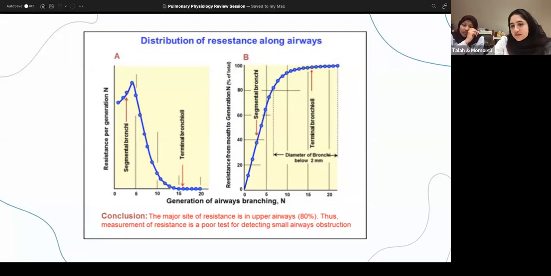Yeah, exactly. Silent lung disease is basically any disease that is in the terminal bronchioles, in those generations, because again, we can't measure it. Usually we measure the resistance, but in here, since the resistance is not there, we can't really know if a tumor is there, or an obstruction is there. Is it clear?